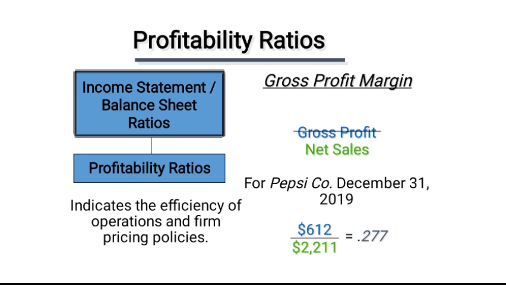Divide gross profit by net sales. Gross profit is given in the income statement, and net sales is also given in the income statement. So here we only need the income statement. Gross profit divided by net sales for Pepsi Cola on December 31, 2019: gross profit was 612 and net sales was 2211, so 0.277.